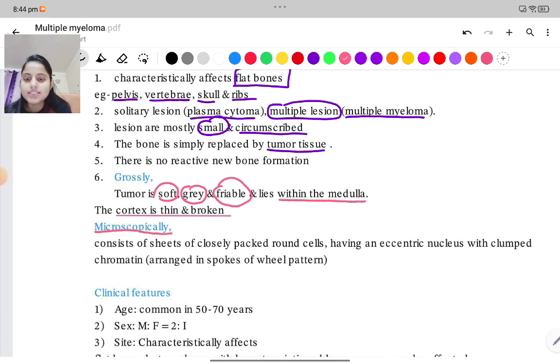Microscopically, it consists of sheets of closely packed round cells having an eccentric nucleus with clumped chromatin arranged in the spokes of wheel pattern. We can see the spokes of wheel pattern and eccentric nucleus.